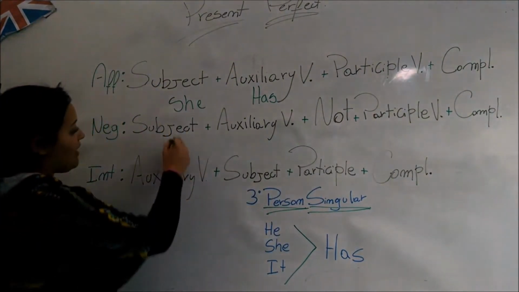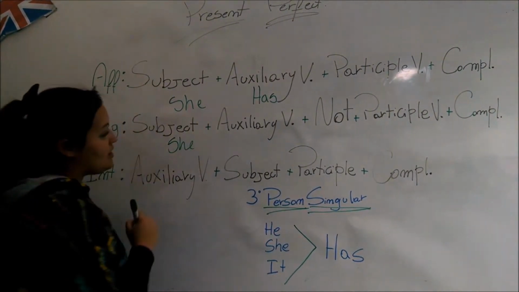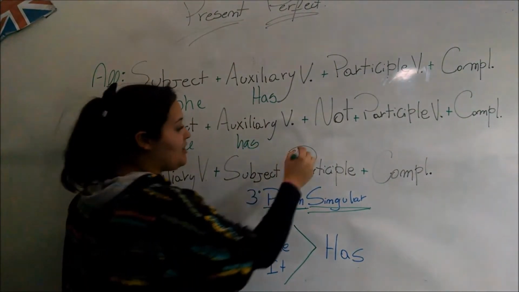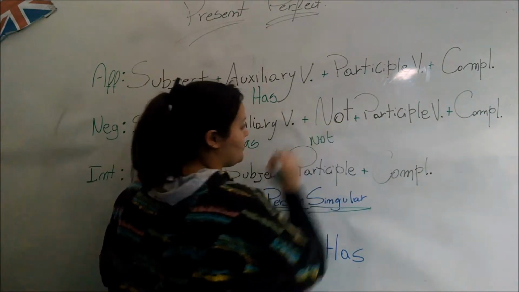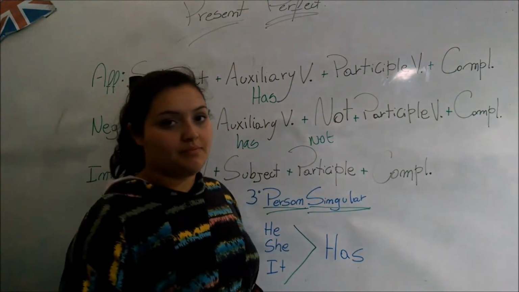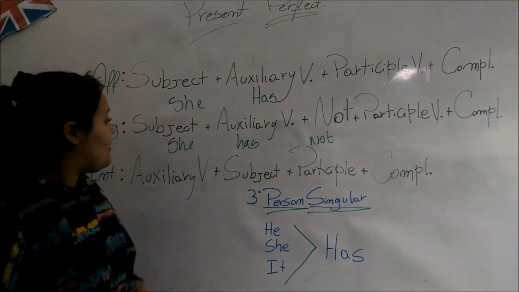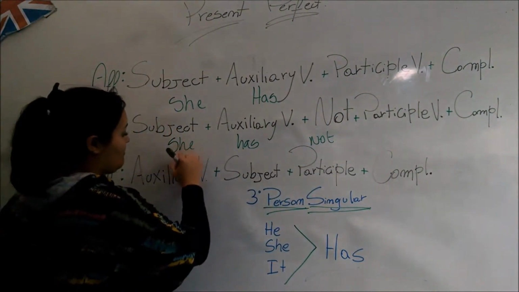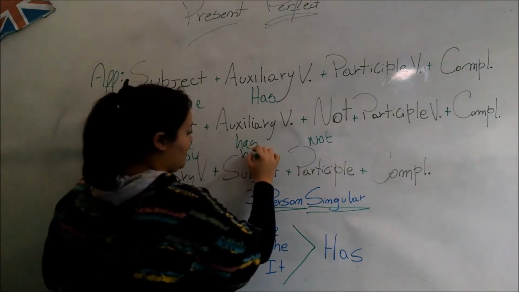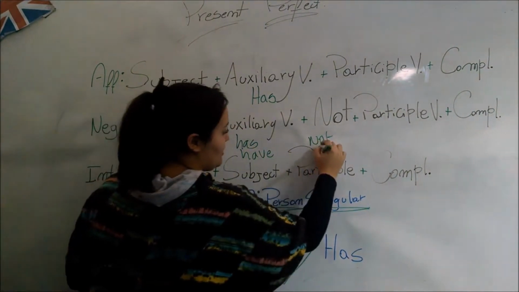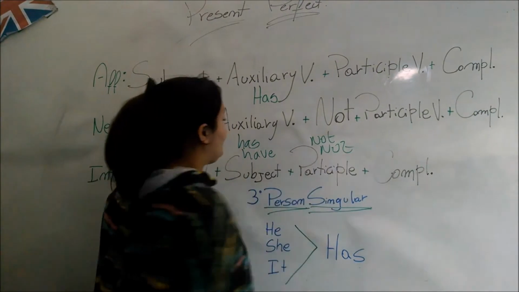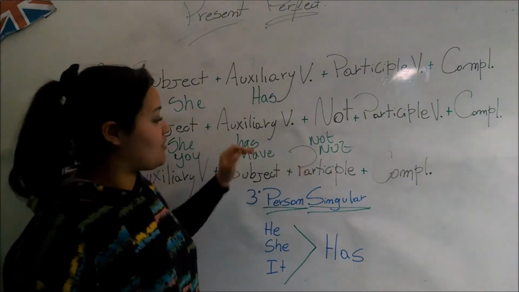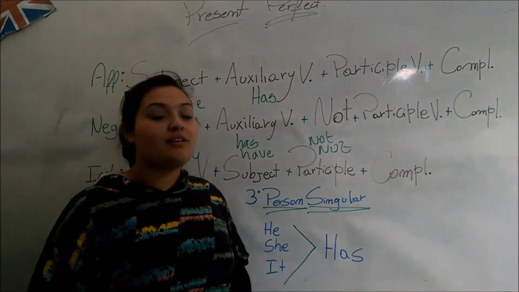So again, if I have she, we have to use has plus not plus a participle verb. Here, in the case of has not, or if I have here you, so here I have to put have and here not. In the case of this part, we use has not or have not in just formal cases.